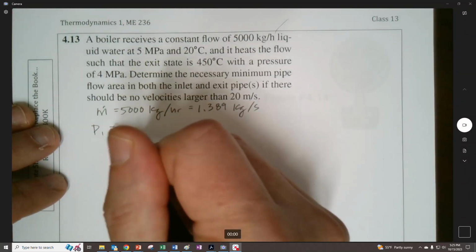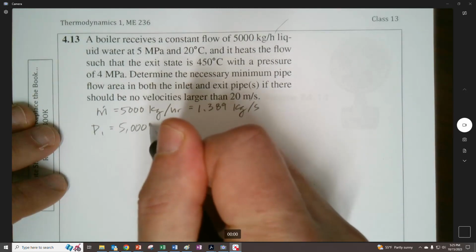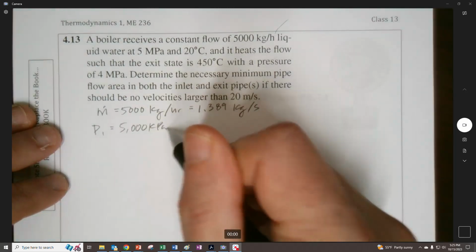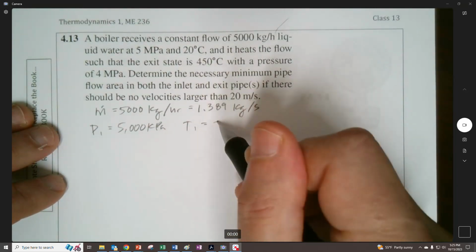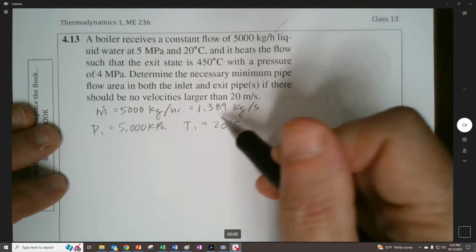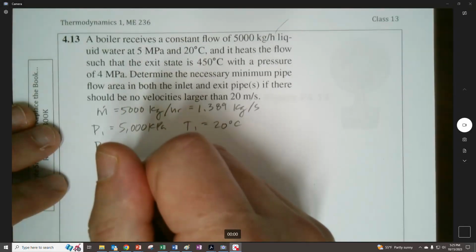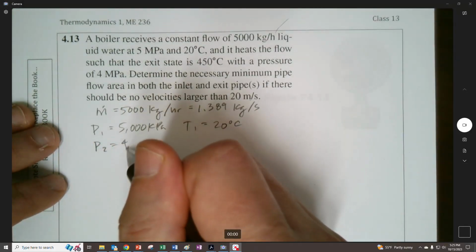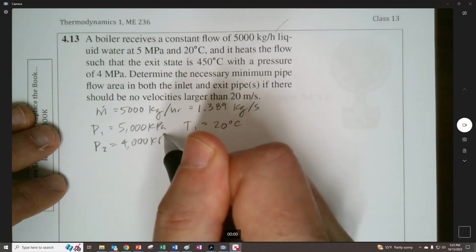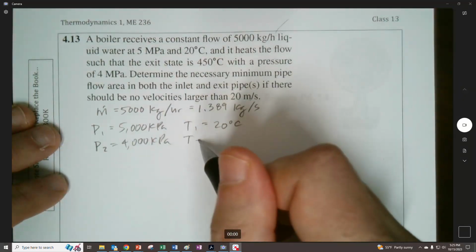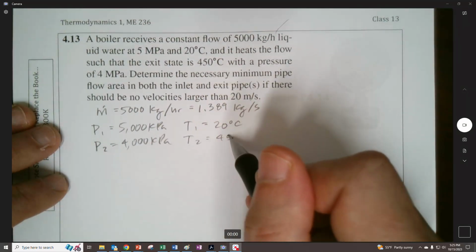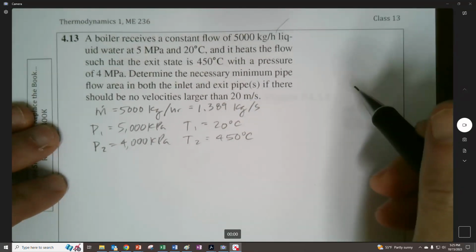P1 is equal to 5,000 kPa. T1 is equal to 20 degrees Celsius. And of course, this is water. It's very compressed water. This right here should be steam. We don't know if it's superheated or not. And T2 is equal to 450 degrees Celsius.